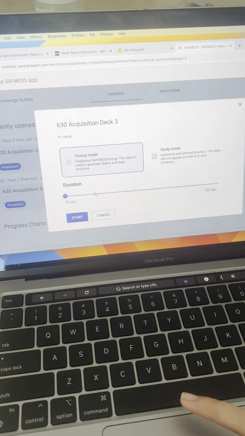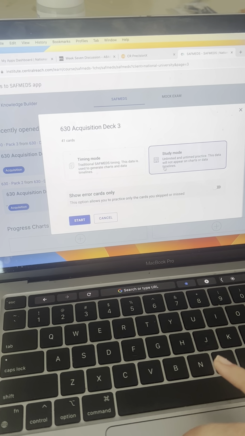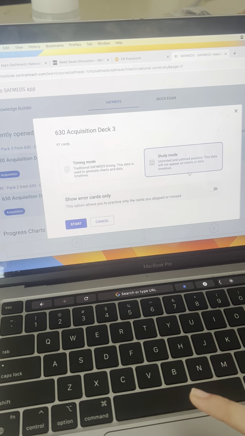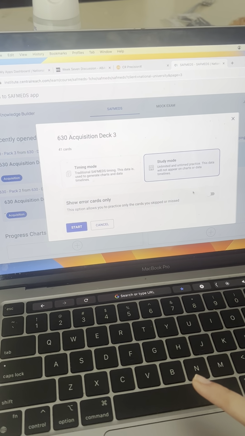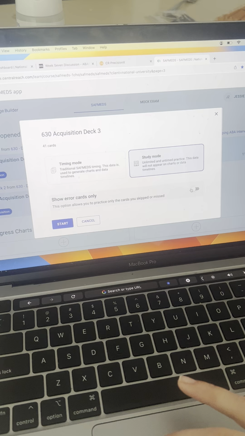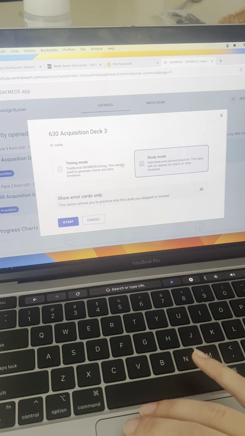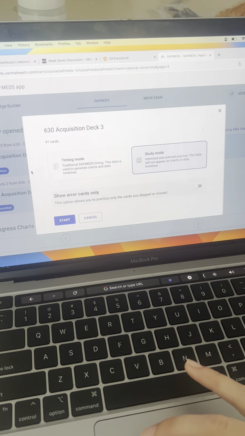After day one of collecting baseline data, the second day, I would start over here in study mode, and I would click show error cards only. And I would take about 10-15 minutes to review this deck before I took my 30-second trial and then repeated that 5 times.